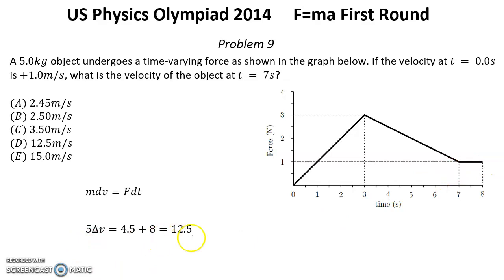So the total area is 4.5, which is the area of this triangle, plus 8, which is the area of this trapezoid, and the total is 12.5. So it means that delta v equals 2.5 meters per second, and finally v equals 1 meter per second plus 2.5, which is 3.5. So the correct answer is C, 3.5 meters per second.